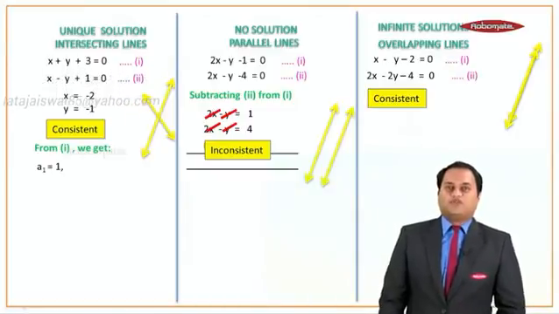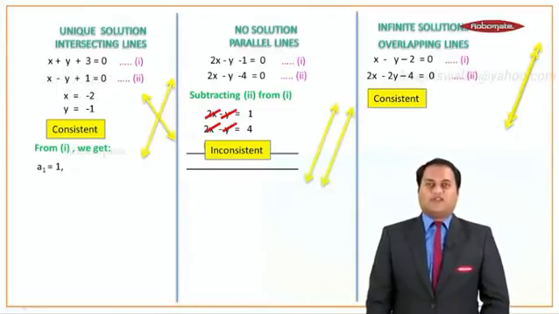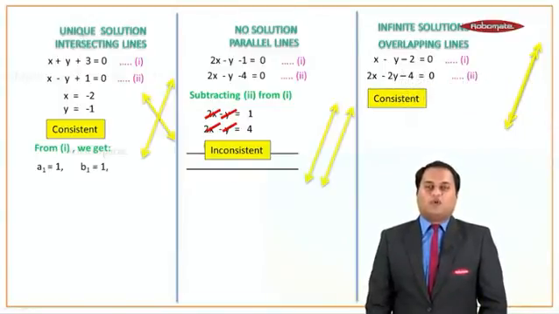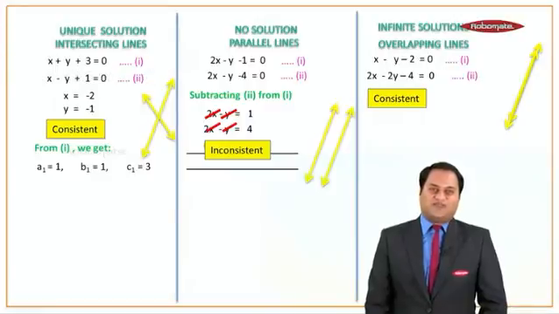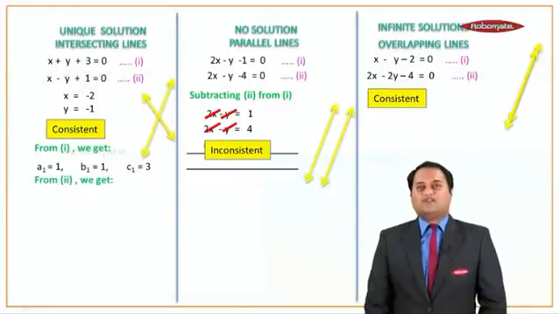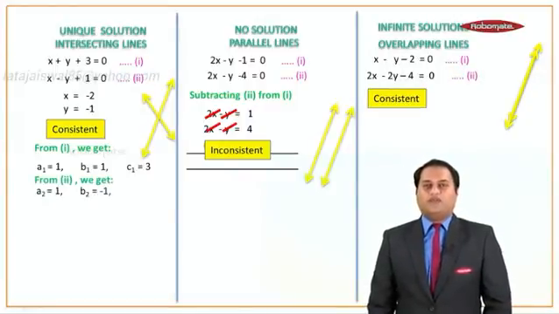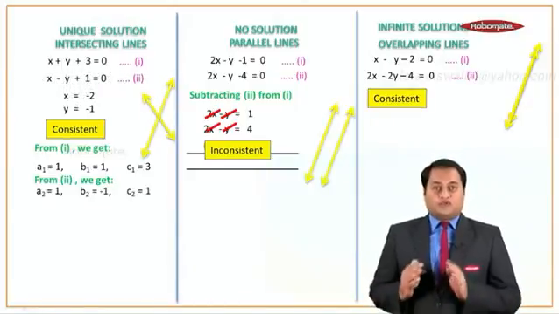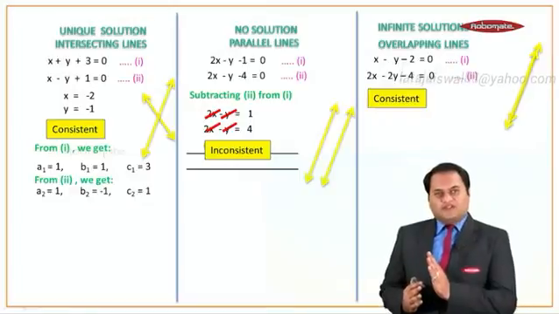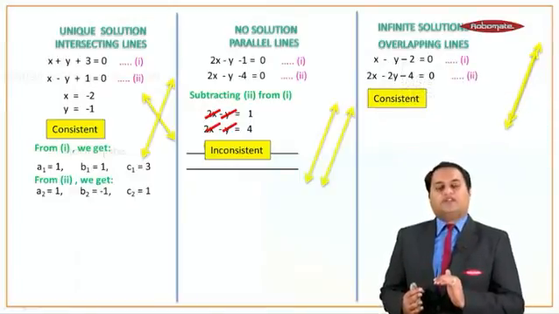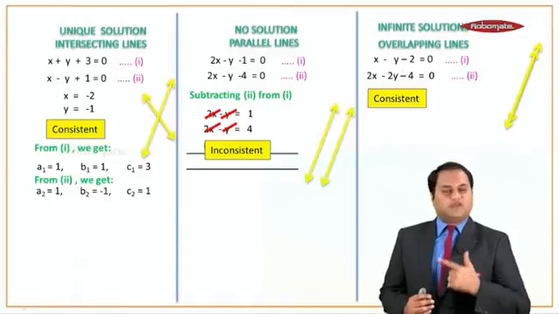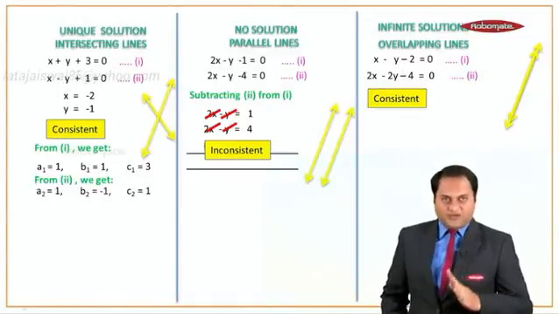First equation, observe a1, the coefficient of x is 1, so a1 is equal to 1. Similarly, b1 is also equal to 1 and c1 is equal to 3, right? From the second equation, we get a2 is equal to 1, b2 is equal to minus 1 and c2 is equal to 1. So first thing we need to do is get the equations in the standard form, then compare with the standard form. From the first equation get a1, b1, c1. From the second equation you get a2, b2, c2, right?